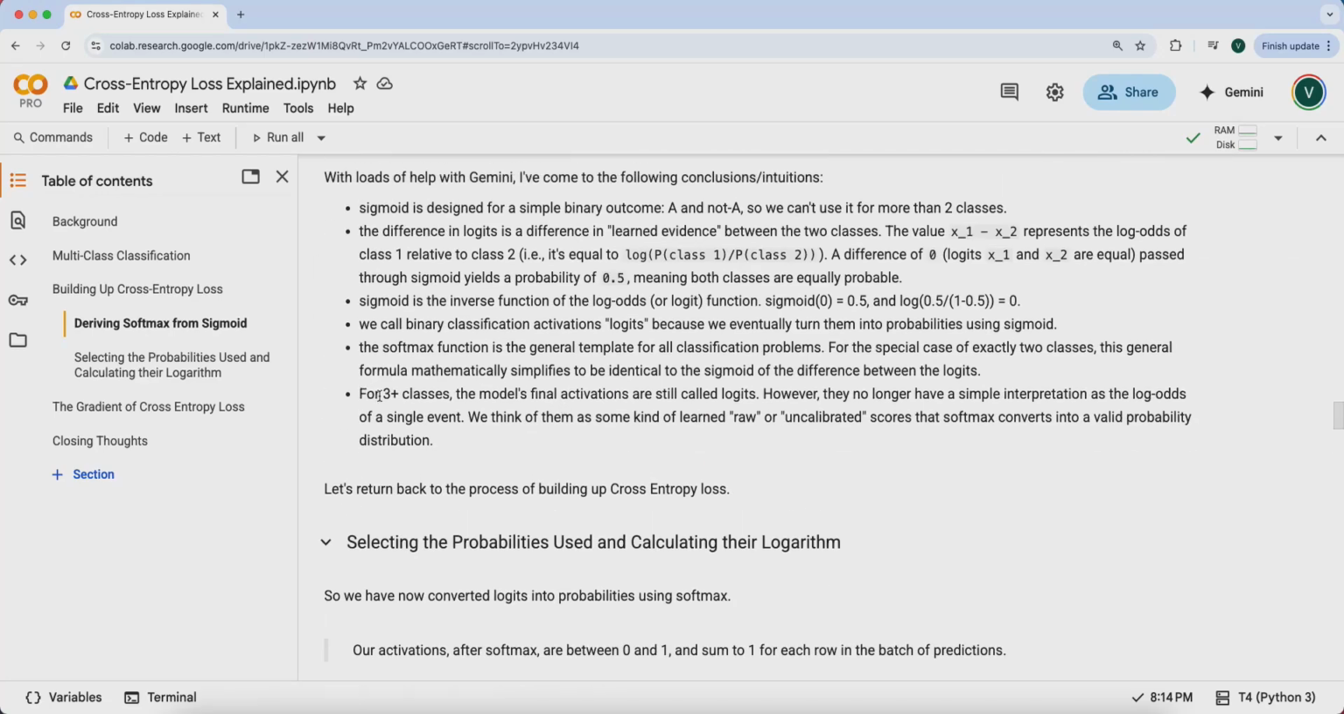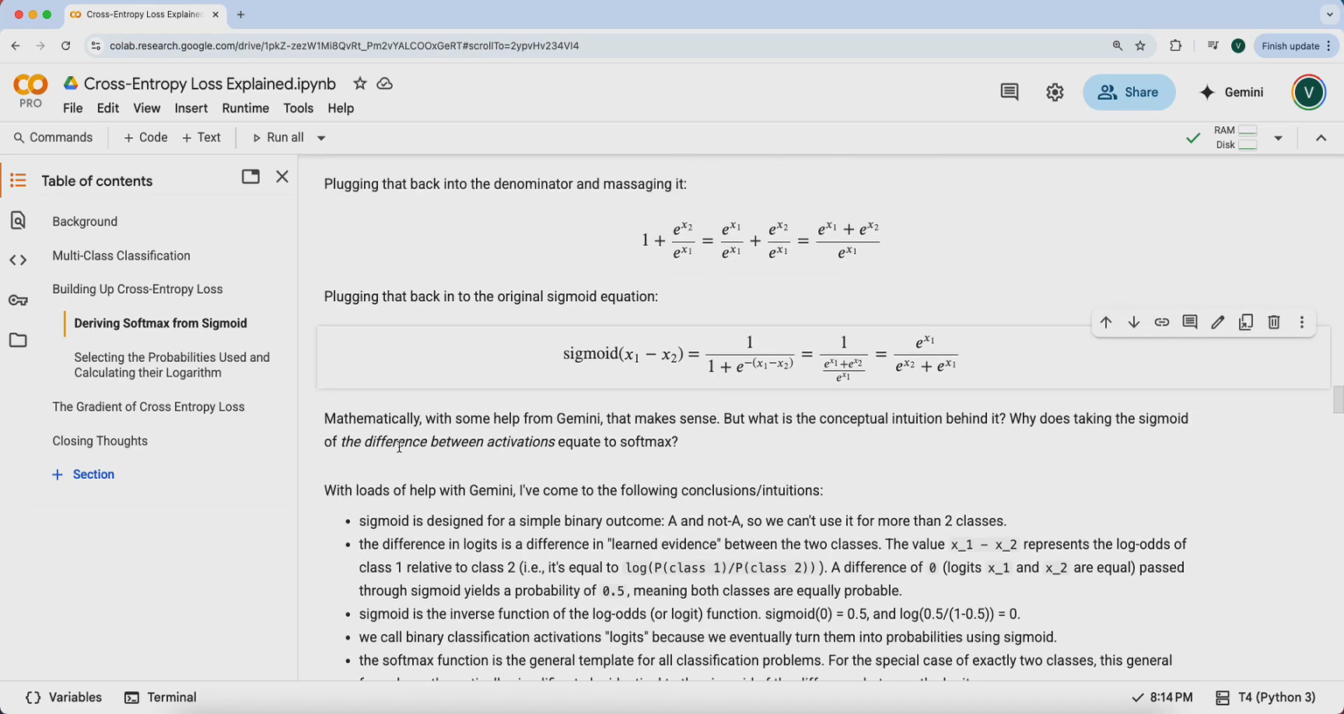Okay, for 3 plus classes, the model's final activations are still called logits. However, they no longer have a simple interpretation as the log odds of a single event. We think of them as some kind of learned raw or uncalibrated scores that softmax converts into a valid probability distribution. So this difference in the binary sense is giving us the same value as just the probability of one minus the probability of the other. Or I should say the probability of class A is 1 minus the probability of class B.